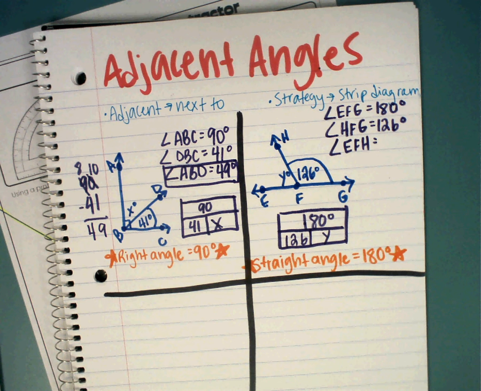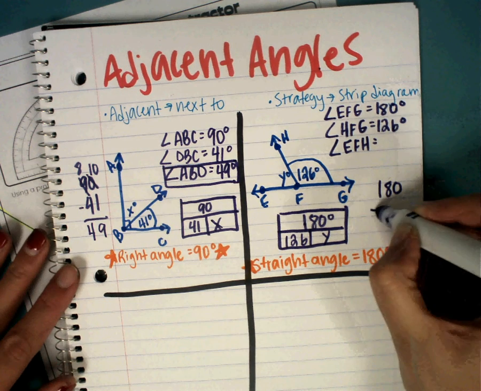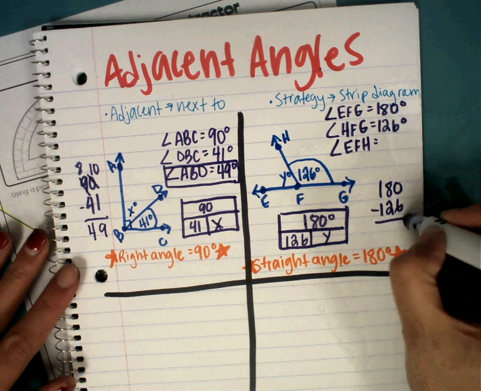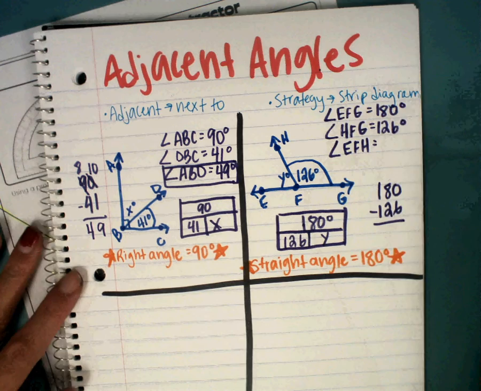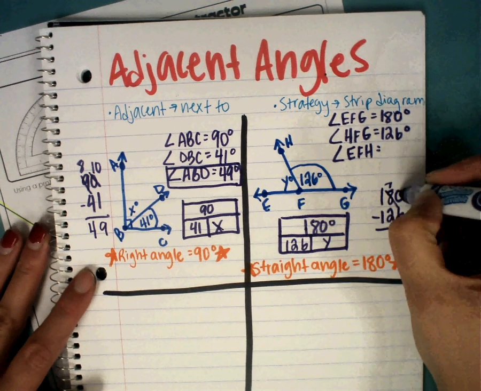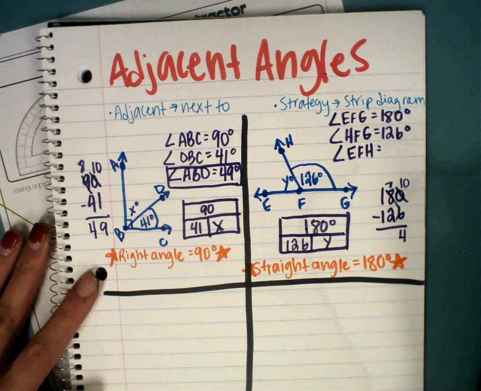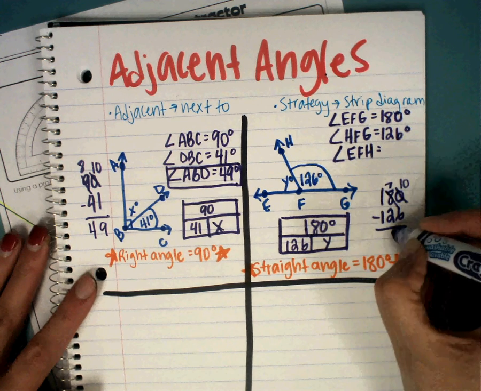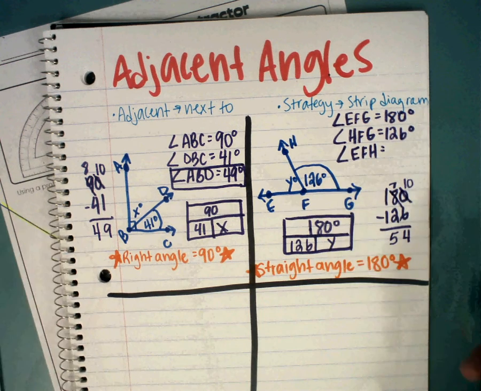Well, I'm going to subtract again. We're going to do 180 minus 126. Okay, so 0 minus 6, can't do it. 8 becomes a 7, 0 becomes a 10. 10 minus 6 is 4. 7 minus 2 is 5. So the angle of angle y is equal to 54 degrees.